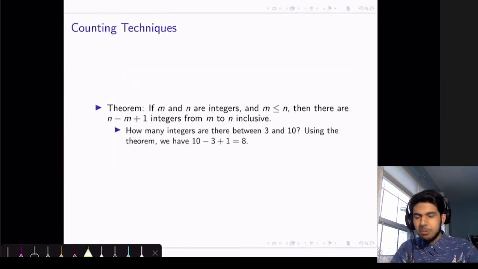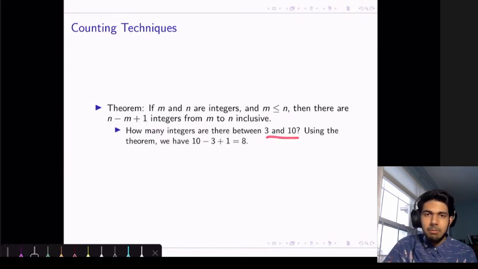So we'll start with a theorem. It doesn't really have anything to do with the multiplication rule, but it's a nice little theorem. If we have m and n, which are integers, and m is less than or equal to n, then there are n minus m plus 1 integers from m to n inclusive. So if we're asked this simple question, how many integers are there between 3 and 10, we'll just use the formula. 10 minus 3 plus 1 is equal to 8. Makes sense. So it's just a nice little theorem.